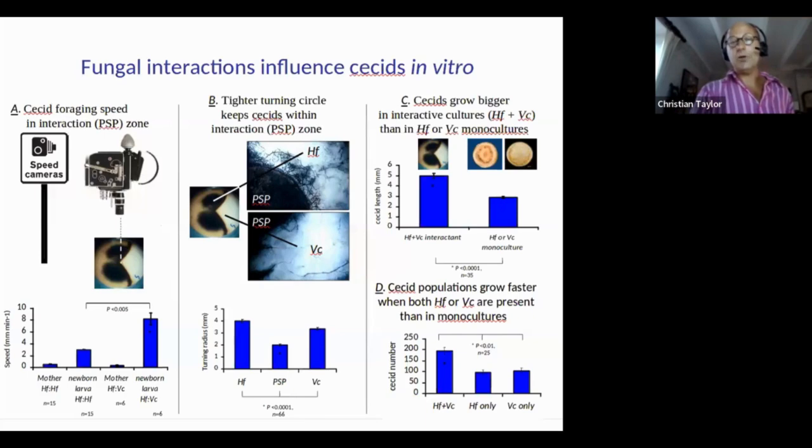giving birth at a smaller size in the pure cultures. And the final graph at the bottom right shows that cecid populations are growing faster when you've got the two different species. There are different ideas about why this might be the case, but basically they're reaching a higher population more quickly on the interactive cultures.